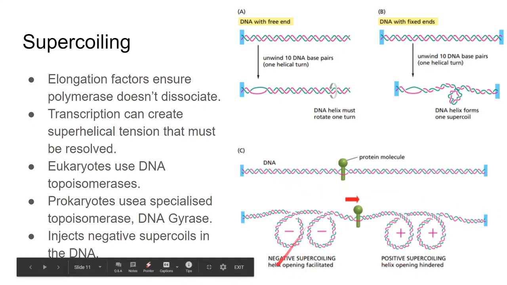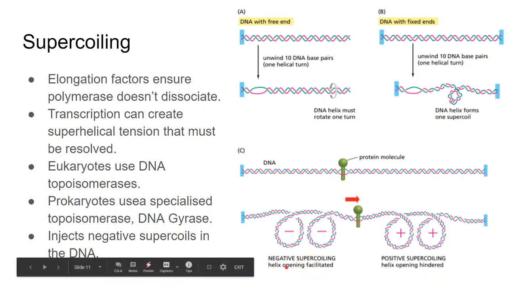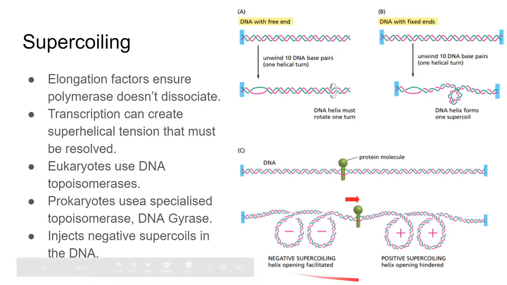Imagine there are no supercoils right now. Imagine this is a very straight DNA and transcription has just begun. So right now there are no supercoils. What DNA gyrase will do is move ahead of the transcription machinery and cause negative supercoils. It will form not two, but multiple negative supercoils. Here it says that negative supercoiling facilitates helix opening.